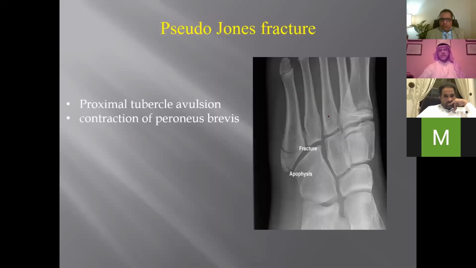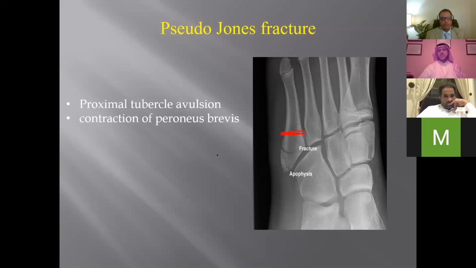Okay, again, this is Pseudo Jones. Again, this is the normal, as you mentioned before. This is just ossification of the 5th metatarsal bone, and this is the fracture here. If it is a Jones fracture, it will be here, or maybe here. So something here. This is Pseudo Jones. This is Jones, and there is a difference in treatment.